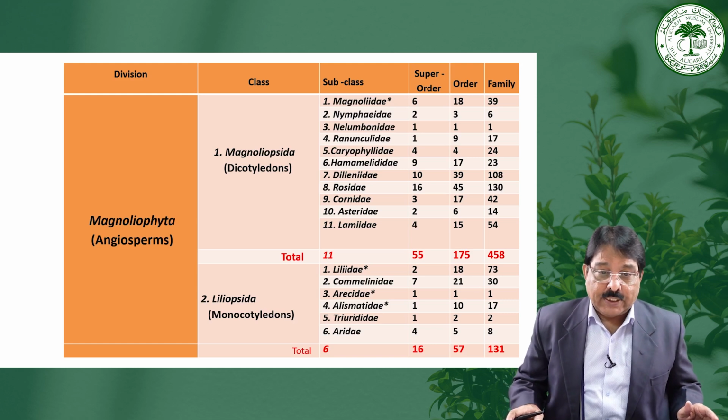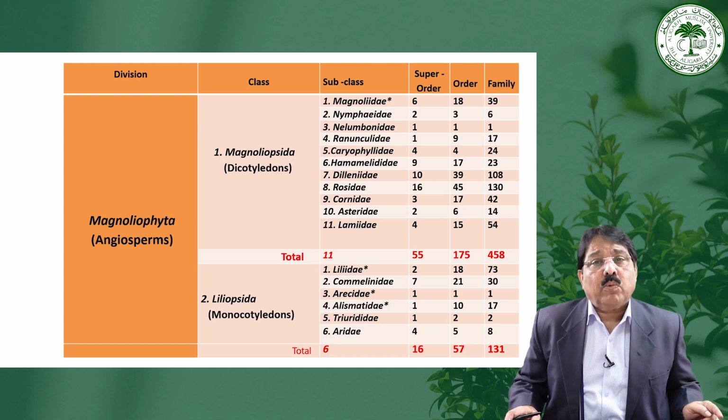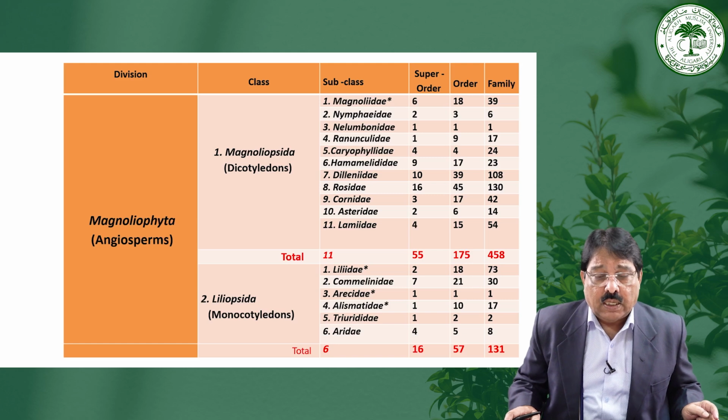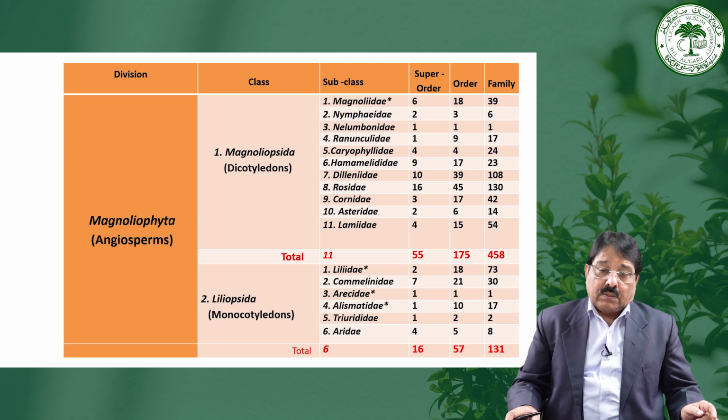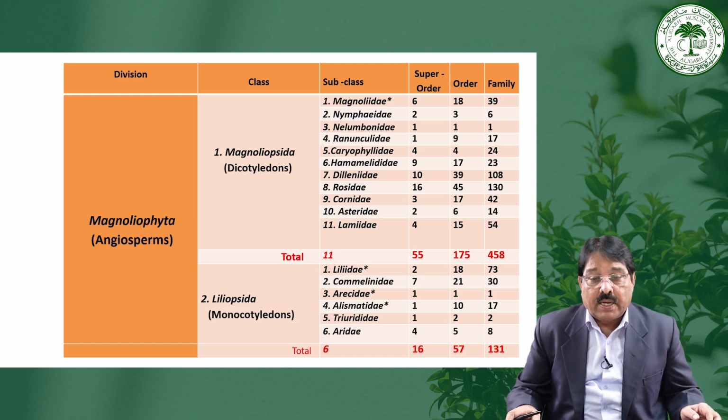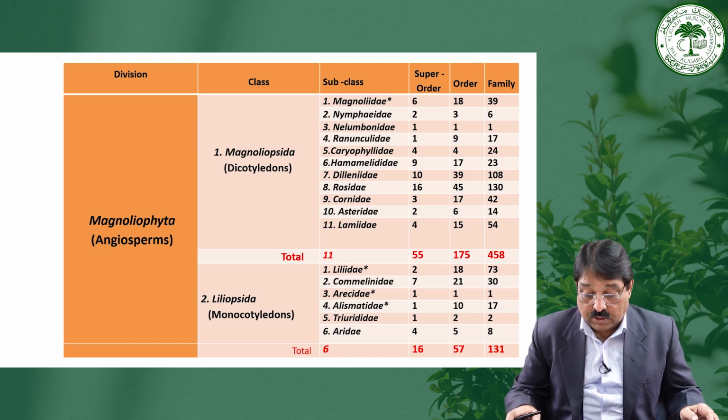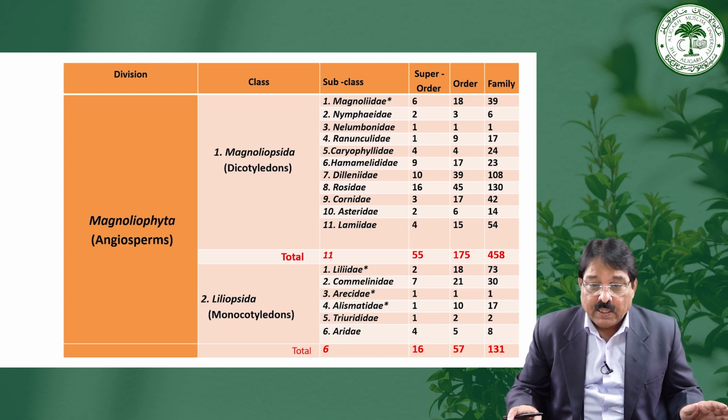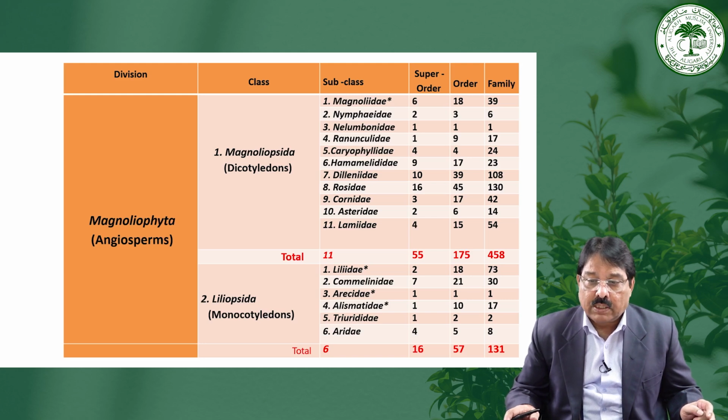And the second class is the Liliopsida. Liliopsida deals with the monocotyledonous families only, and it has 6 subclasses, and they are the Liliidae, Commelinidae, Arecidae, Alismatidae, Triuridae, and Zingiberidae. So there are 6 subclasses as well as 16 superorders.